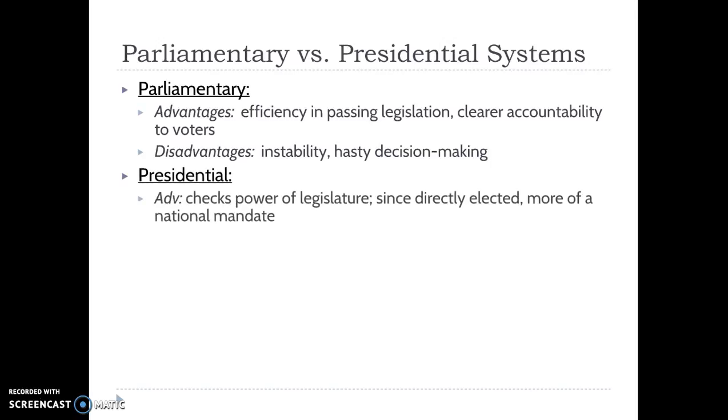In a presidential system, the clear advantage is that there are checks on the power of the legislature since the president has the ability to veto things, whereas in a parliamentary system, the prime minister really lacks that kind of authority. And there tends to be more of a national mandate for both the Congress and the national executive because they're directly elected.